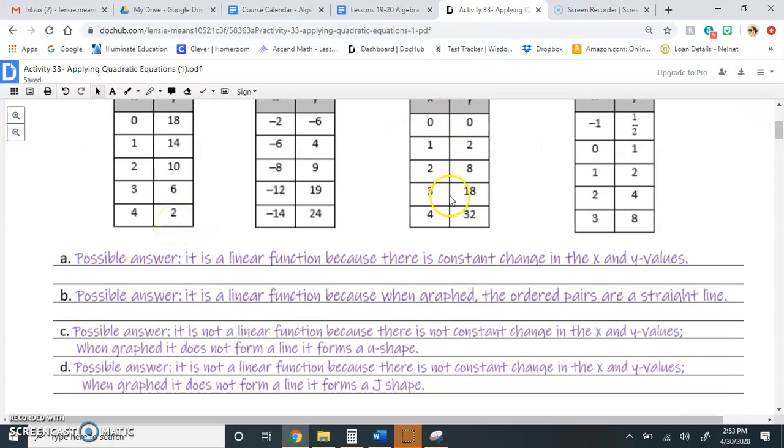Letter C, this table right here, it is not a linear function because there is no constant change. Also went ahead and graphed it and it doesn't form a line, it forms a U-shape. So as soon as you hear that U-shape description, you should also be making the connection that that is a parabola or a quadratic function. And then finally, letter D, it is also not a linear function because there is no constant change in the x and y values. And when graphed, we notice that it formed a J-shape. So hopefully as soon as you're hearing that description of a J-shape, you're making that connection with an exponential function with that J-shaped graph.